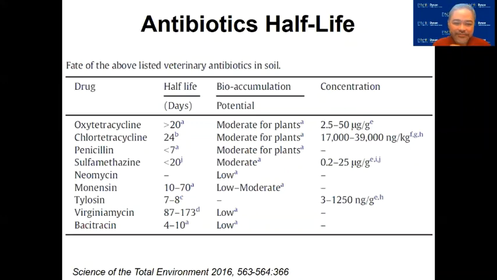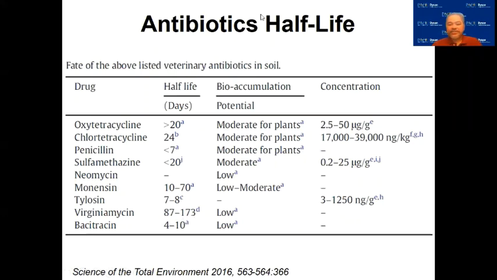Now, if you look at the half-life of the antibiotics in soil, here are some of them as reported from this paper. The tetracyclines, like oxytetracycline and chlortetracycline, have a half-life of less than 30 days. Penicillin has only 7 days. Sulfametocin, less than 20 days. The one with the longer half-life is virginiamycin.